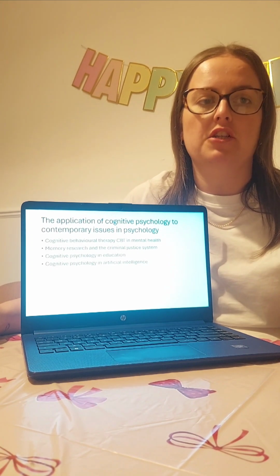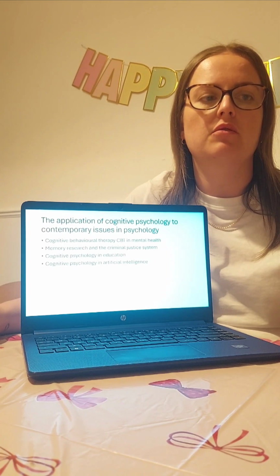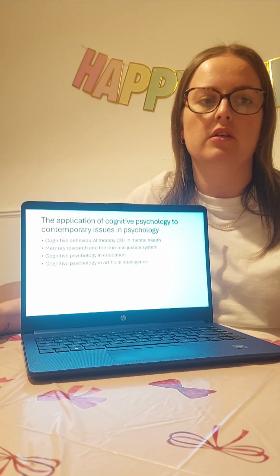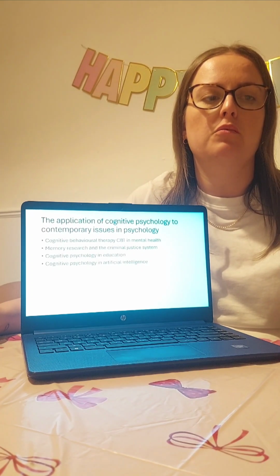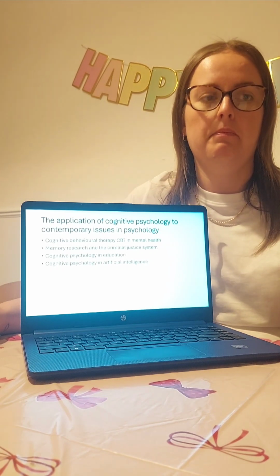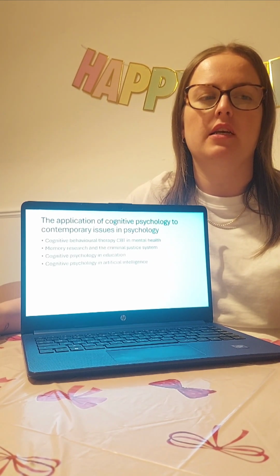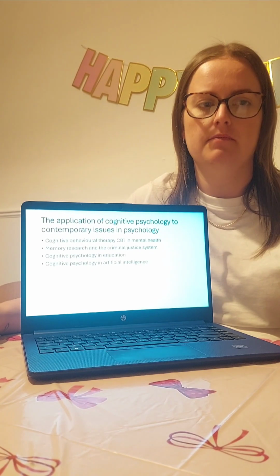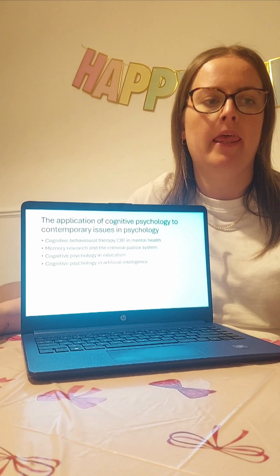Cognitive psychology in education. Cognitive theories of learning emphasise the role of attention, memory, and problem-solving in education. For instance, dual coding theory, suggesting that combining verbal and visual information enhances learning, has been applied to educational content, where teachers combine images and diagrams alongside the text to improve comprehension and retention.